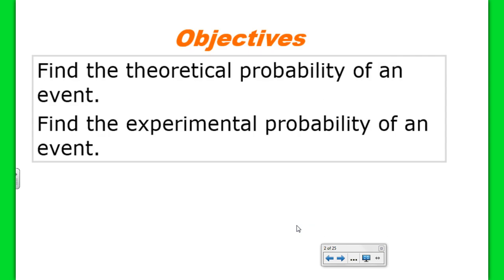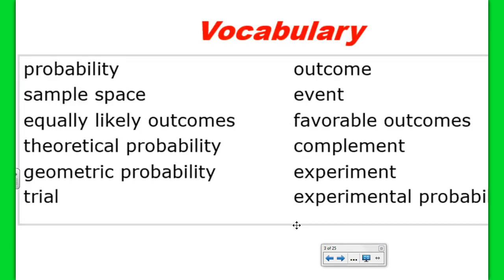So today we're going to find the theoretical probability of an event and the experimental probability of an event. The vocabulary today. I think we've discussed most of these things, and you have not used them a lot, so this is a good practice day for you.